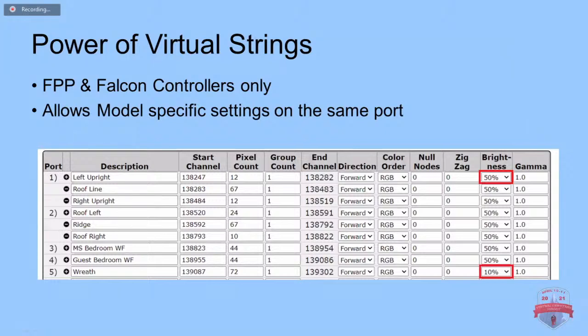So when you do virtual strings, it's only FPP and Falcon, kind of like I said. It allows you to put model-specific settings on the same port. So in the FPP-based controllers, because they have a lot more RAM and they're a little bit more capable, it actually puts a row for every model, even if you don't change settings. So like in the picture here, even though all these models are 50, it still puts all the models in there to kind of show you start channels, pixel counts, and it breaks out your whole configuration. And if you have a string with multiple brightnesses, you can change that, and the controller will just be able to do that automatically, and it'll work no problem.